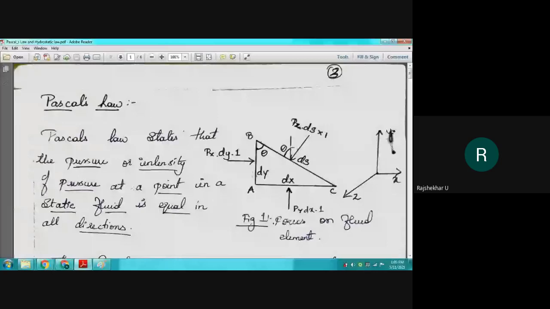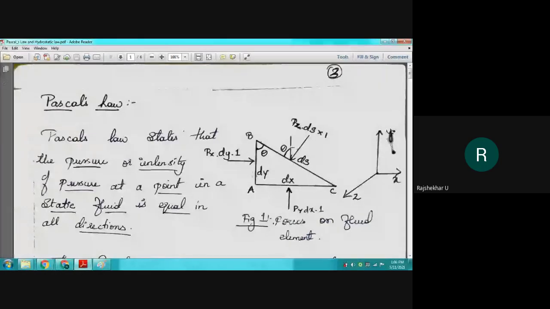Imagine that this is a force acting on the fluid element. So this is the fluid element we have considered. The dimensions of the fluid element are, in x direction it is dx, in y direction it is dy, and in z direction, or in s direction, it is written as ds. Is it z? So this is z. In the z direction it is taken as ds. So dx, dy, and ds are the dimensions of the fluid element.